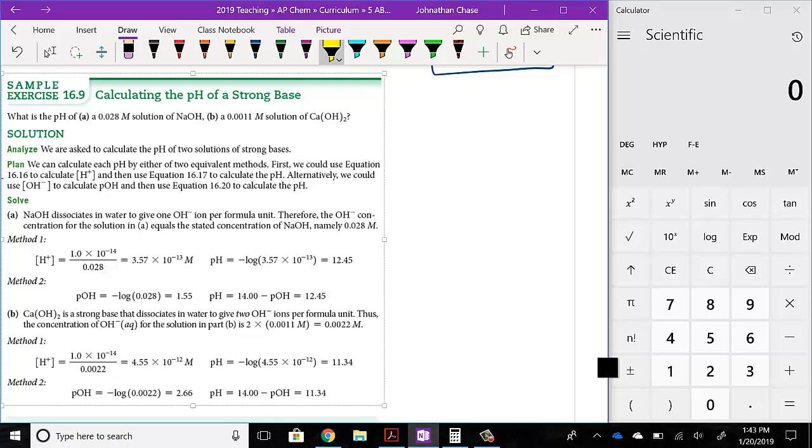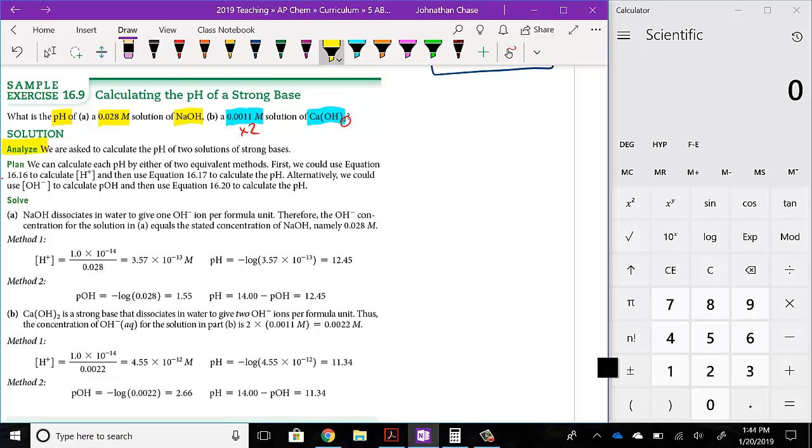Our question is determining pH of two different solutions. The first, you have a 0.28 molar sodium hydroxide. The second that we have is a 0.0011 molar solution of calcium hydroxide. The big thing to notice is that we have two hydroxide ions that would form based on this. So that means we're going to have to take the concentration and double it when we're trying to find the hydroxide concentration.